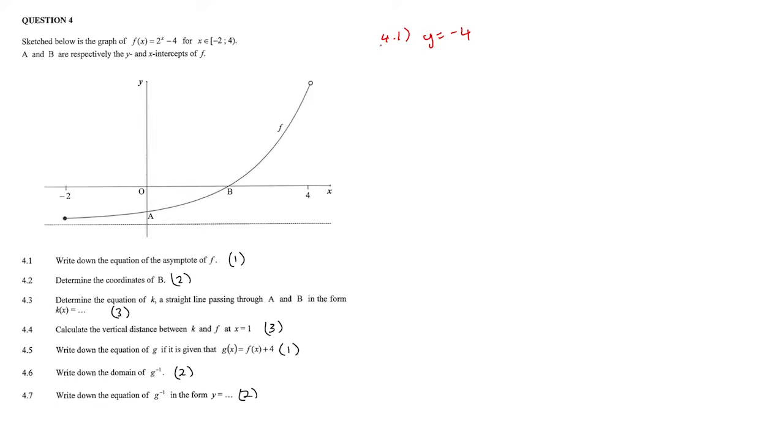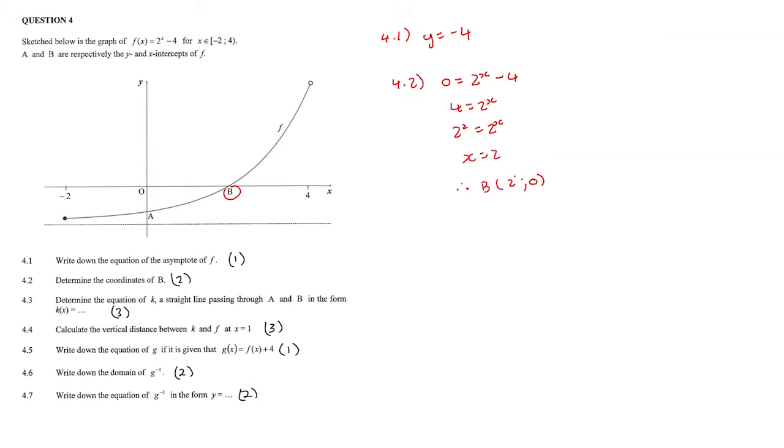Question 4.2. Determine the coordinates of B. So B is over here, and we can see it as the x-intercept. To calculate the x-intercept, we set our equation equal to 0. So f(x), which is 0, is equal to 2^x - 4. If we move the 4 to the other side, we get 2^x = 4, and 2 to the power 2 is equal to 4. So our x value is equal to 2. Therefore, B is (2, 0).